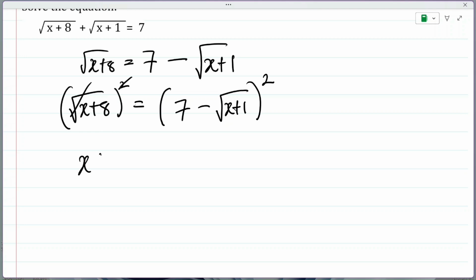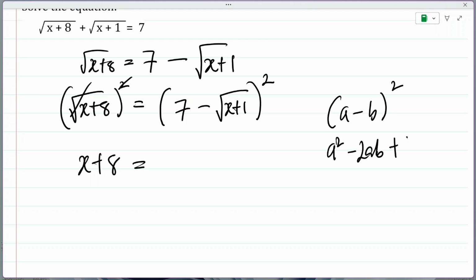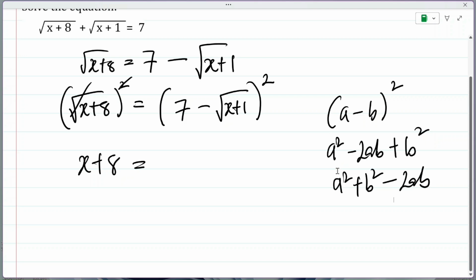So we have x plus 8 equals, on the right side, 7 minus square root of x plus 1, all squared. Now to solve this, you just apply (a minus b) squared, which is a squared minus 2ab plus b squared, or you can say a squared plus b squared minus 2ab. They're actually the same, depending on which one you're more comfortable with. But in most textbooks or in class, you always have the first one. So let's take the first one this time.